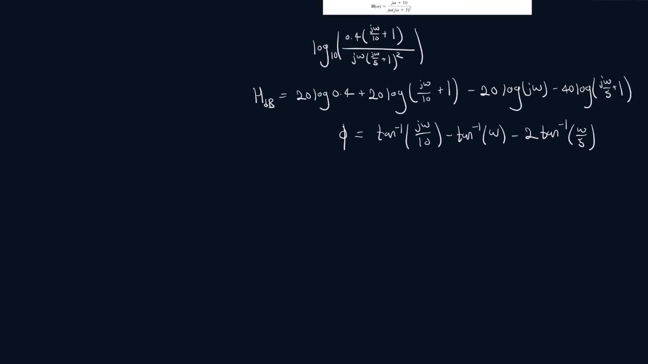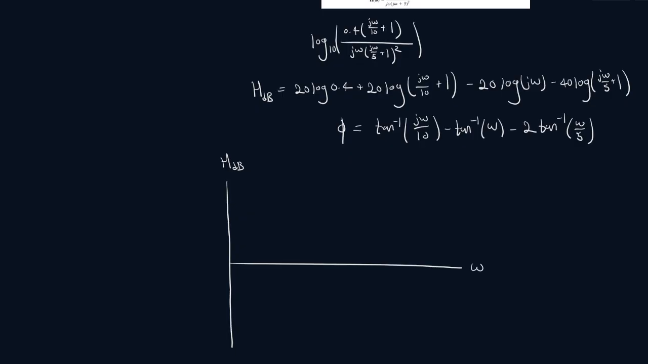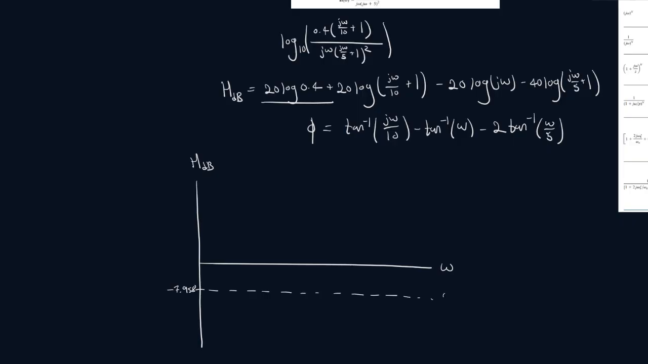Okay, now let's plot the Bode plot for this. So this is H dB, and this is ω in radians per second, and the y-axis is in decibels. So let's plot this point out. 20 log 0.4, that's minus 7.958. So that's going to be represented by 20 log 0.4.